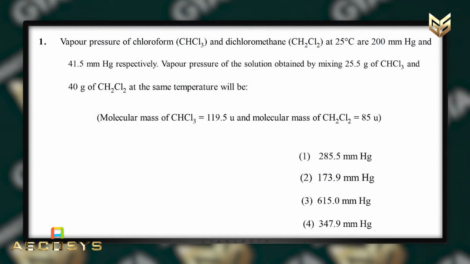Vapor pressure of chloroform and dichloromethane at 25 degrees Celsius are 200 mmHg and 41.5 mmHg respectively. Vapor pressure of the solution obtained by mixing 25.5 gram of chloroform and 40 gram of dichloromethane at the same temperature will be. They have given the molecular mass of chloroform, that is 119.5 U, and the molecular mass of dichloromethane equal to 85 U.